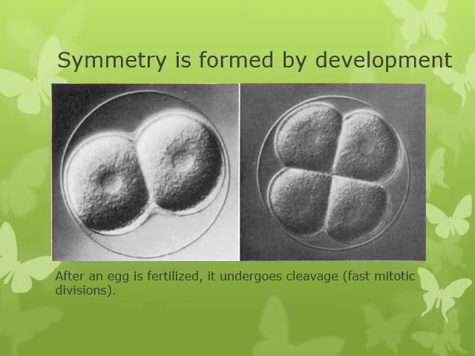Now, back to the birds and the bees. After an egg is fertilized, sperm comes along, fertilizes the egg. That zygote will undergo cleavage. Lots of mitotic division. So if you have one and it splits in half, how many do you have? Two. Thanks. Two. And if you have two and they split in half, how many do you have? And then how many? And then how many?